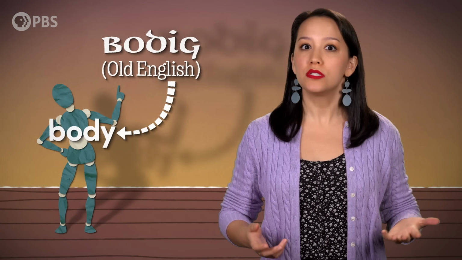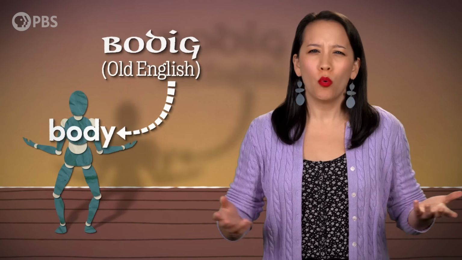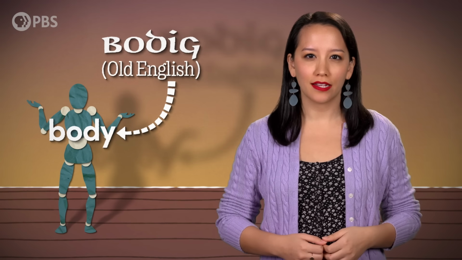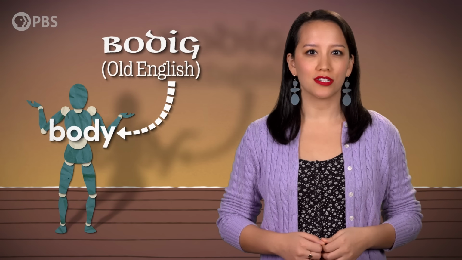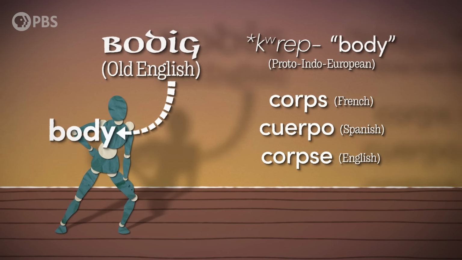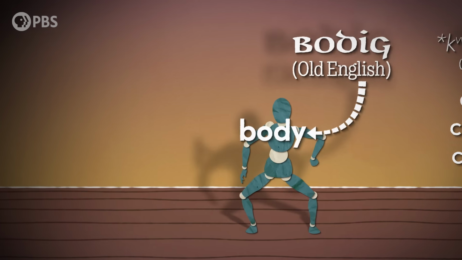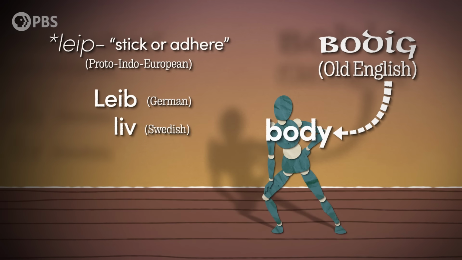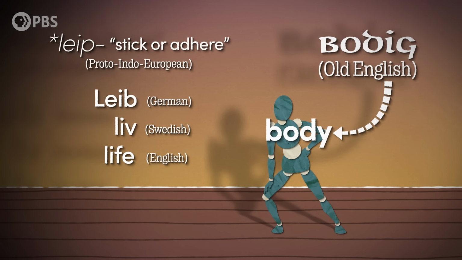The English word body is a bit of a mystery. It's descended from the Old English bodig, but beyond that, no one knows where it came from, and it has no confirmed existing cognates. Other Indo-European languages tend to use some derivation of the Proto-Indo-European root crep, as in the French corps, in Spanish cuerpo, or the root leip, which meant to stick or adhere, and gave us the German Leib, Swedish liv, and English life.